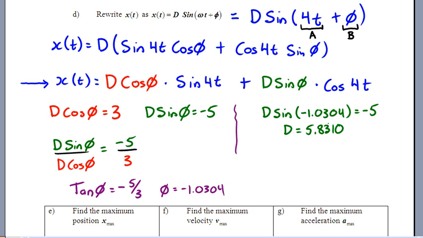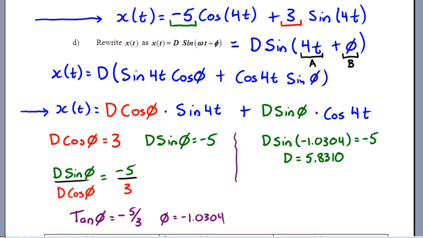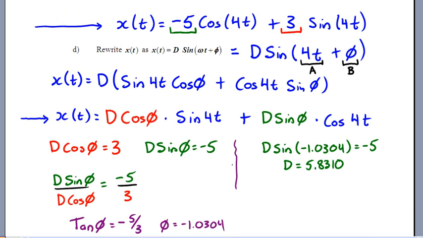And you're probably, and justifiably, saying, so what? Like, what good is this? Well, here's the thing. Instead of writing the one up there at the top of the page, I can say, oh, here's a nicer way to write the answer. It's the same answer, but I could write 5.8310 times the sine of 4t minus 1.0304. So that's a little shorter way of writing what the answer is.